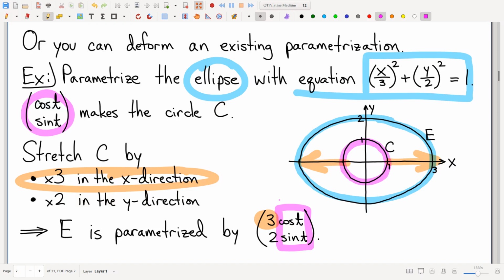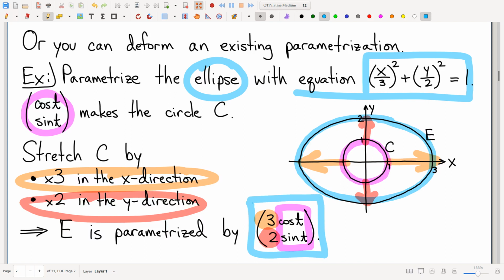Yeah? Likewise, apparently I need to stretch in the y direction by a factor of 2. Again, easily accomplished by multiplying that y coordinate formula by 2, and out comes a parameterization of our ellipse. Everybody on board?